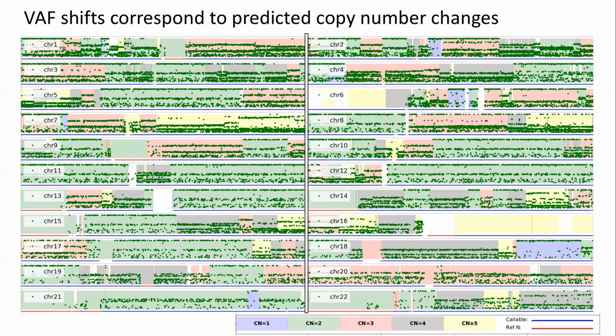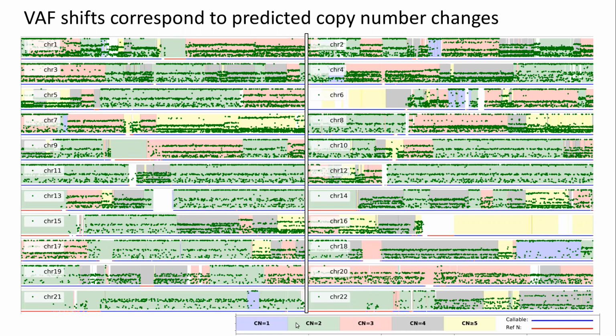Now look at the variant allele frequencies for the somatic variants across the tumor genome. We're showing chromosome 1 here, chromosome 2 here, and the variant allele frequencies are the green dots going across the genome. The different colors in the genome are estimated copy number changes based on software called ASCAT. I'm not going to focus too much on the accuracy of the copy number estimates here, but you can see that when the color changes, the variant allele frequency shifts. So they are tightly related.